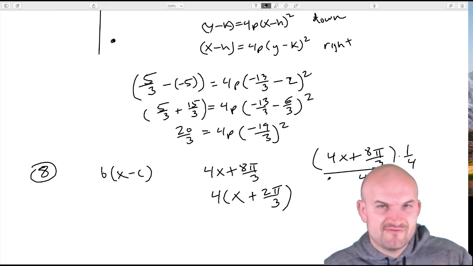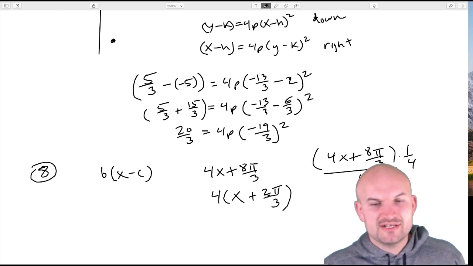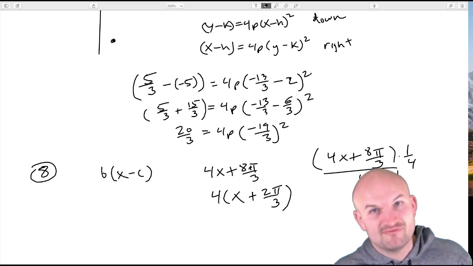So again, just think of it like factoring out. First of all, you have to understand how to factor out. And then just think of factoring out as dividing out that term.